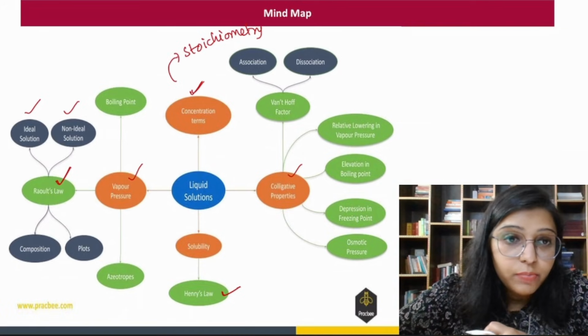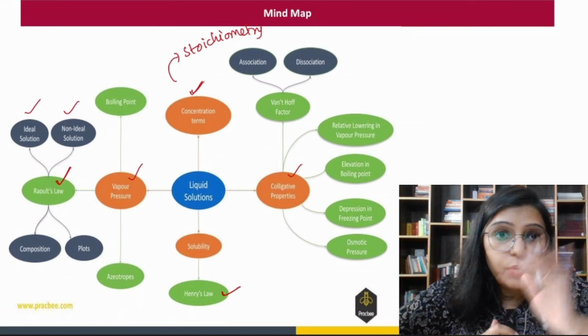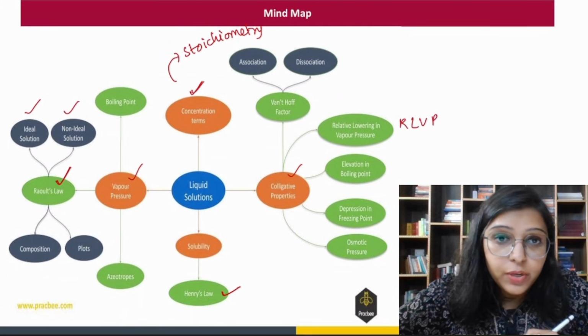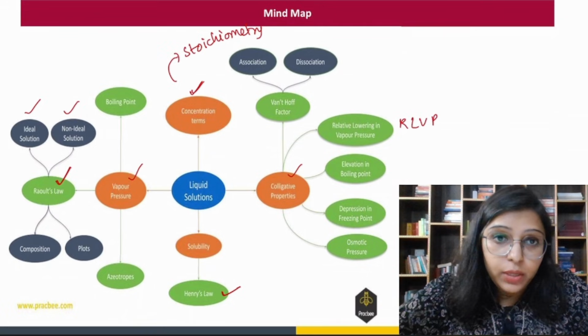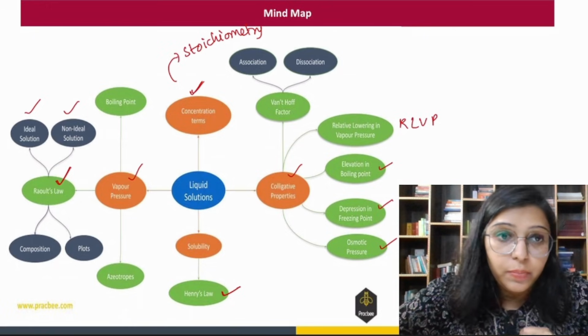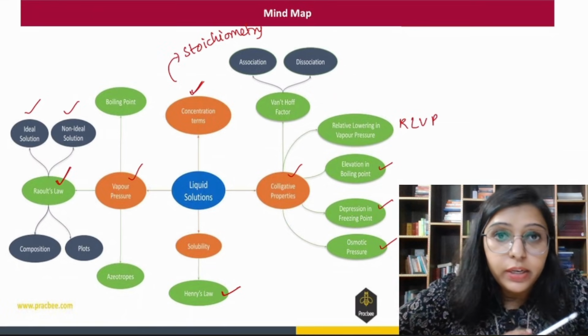Next, we have the colligative properties. So what are colligative properties? Which are dependent on the number of moles. Okay, so we have four colligative properties. First is RLVP, relative lowering of vapor pressure. Second, elevation in boiling point. Then we have depression in freezing point, and last but not least, osmotic pressure. Okay, so we have some questions on all these colligative properties.